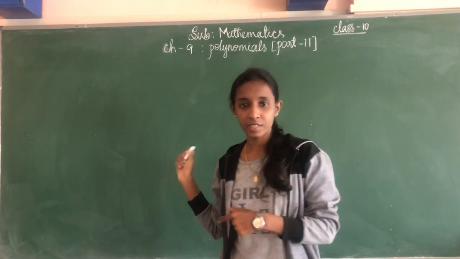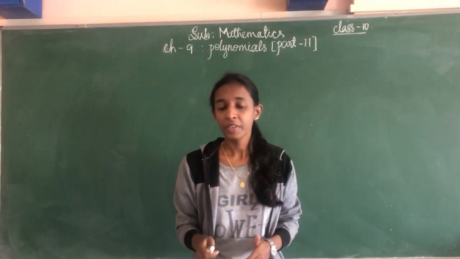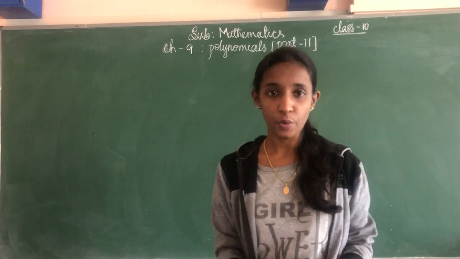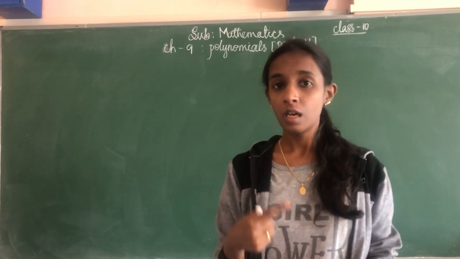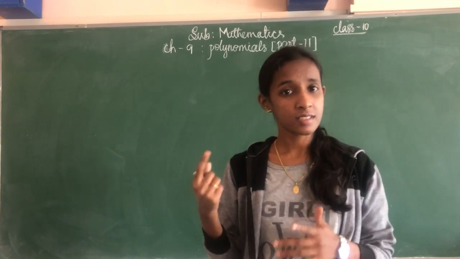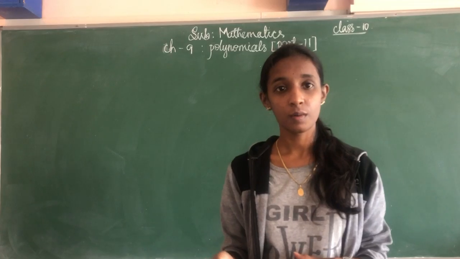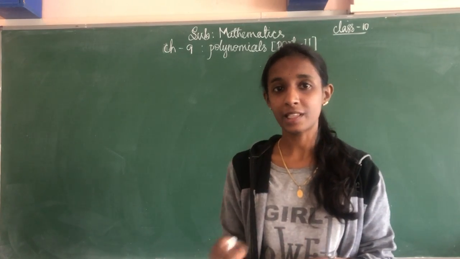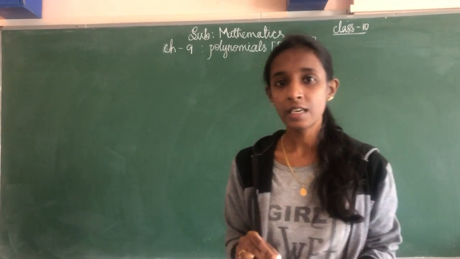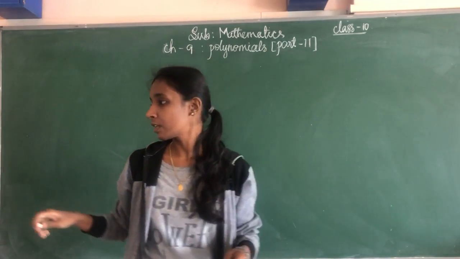Before getting into this session, let us revise what we have discussed in the previous class. In the previous session you learned what a polynomial is and what the types of polynomials are: linear polynomial, quadratic polynomial, cubic polynomial, and what the zero of a polynomial is. And the geometrical method of finding the zero of a polynomial, that is by using graphs. These are the things that you have learned in the last session. Now, in today's class, we will continue with that.